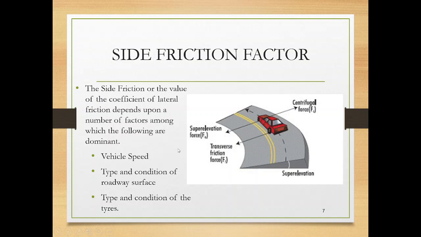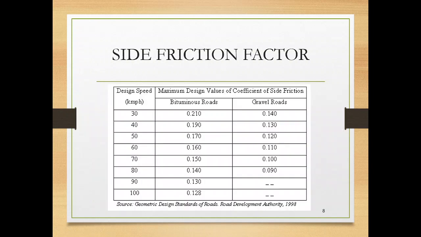One is vehicle speed, that is obvious, right? mv squared over r. Then the type and condition of the roadway surface, because mu or f depends on the type and condition of the roadway surface. And then the type and condition of the tires, because that also affects the friction factor. One thing you have to see is these side friction factors are derived through research, and depending on design speed, for bituminous roads and gravel roads there are different friction factors. So if you take 70 kmph, for a bituminous road your side friction factor is 0.15, and for a gravel road it is 0.1.